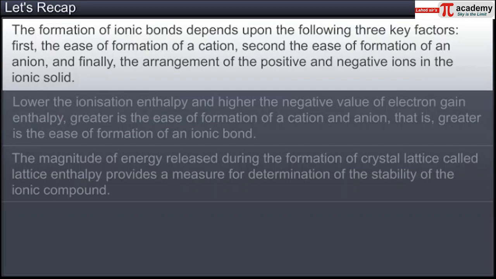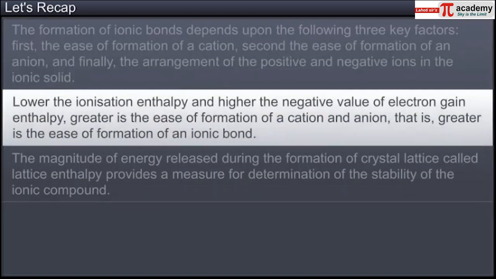Second, the ease of formation of an anion. And finally, the arrangement of the positive and negative ions in the ionic solid. Lower the ionization enthalpy and higher the negative value of electron gain enthalpy, greater is the ease of formation of a cation and an anion. Hence, greater is the ease of formation of an ionic bond.